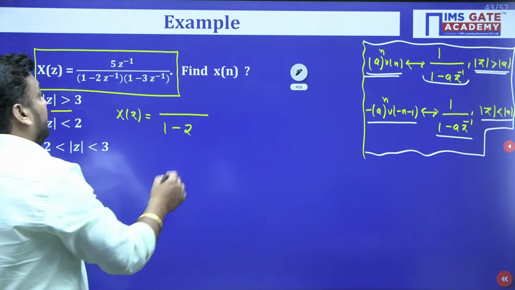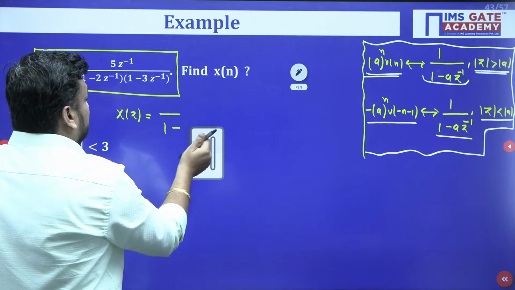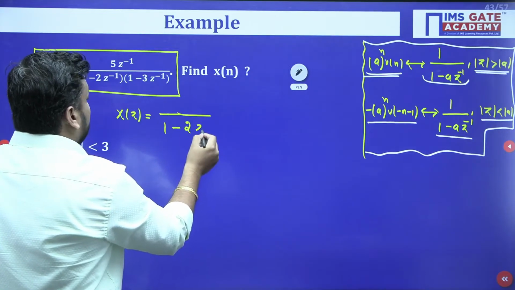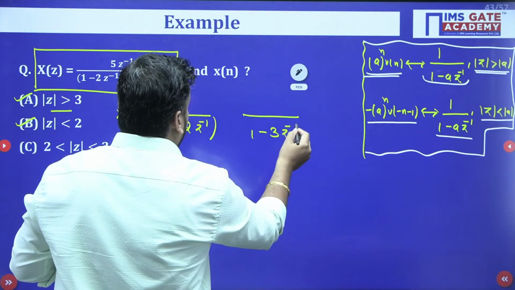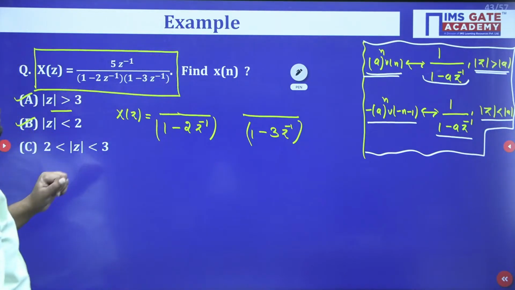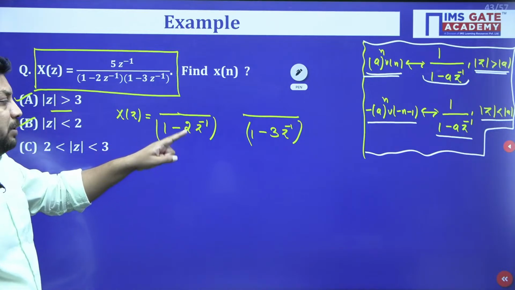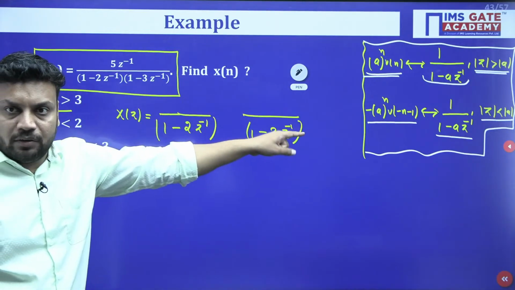So 1 minus 2z inverse, 1 minus 2z inverse here I am writing, and here also I am writing 1 minus 3z inverse. So you should tell me, guys, if I equate this term equal to 0, I am looking for A and B, the partial fraction coefficients.